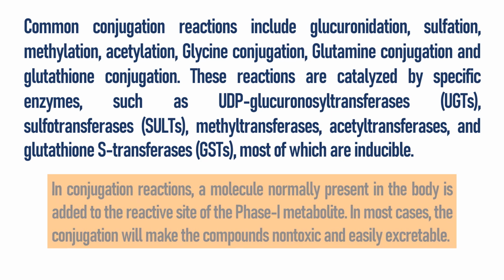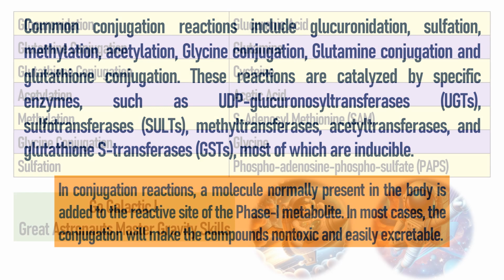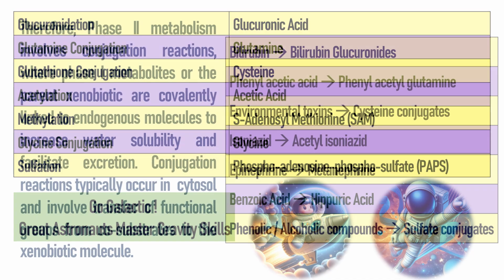In conjugation reactions, a molecule normally present in the body is added to the reactive site of the phase 1 metabolite. In most cases, the conjugation will make the compounds non-toxic and easily excretable. The various types of conjugation reactions and the active conjugating agents have been depicted here. And we have provided a mnemonic, which will help you to memorize this list. Please pause here and go through the list as well as the mnemonic.